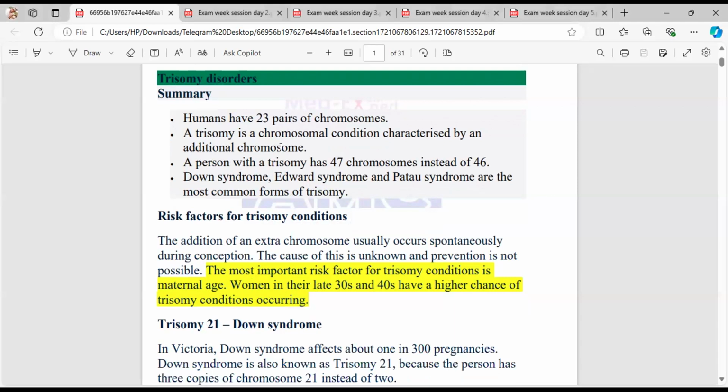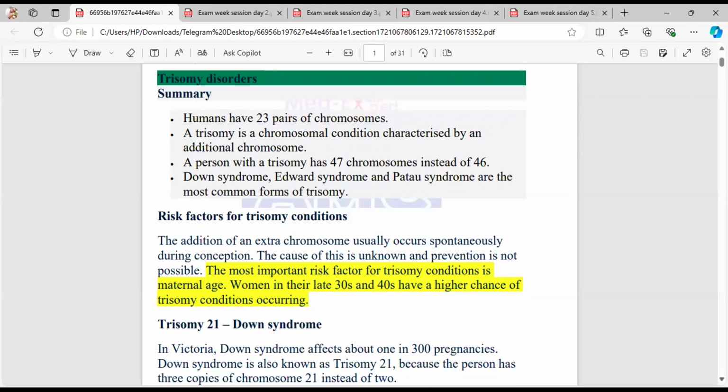Yes, doctors. So a trisomy is a chromosomal condition characterized by an additional chromosome. A person with a trisomy has 47 chromosomes instead of 46. This is why we call them trisomy. 46 is normal. Down syndrome, Edwards syndrome, and Patau syndrome are the most common forms of trisomy.